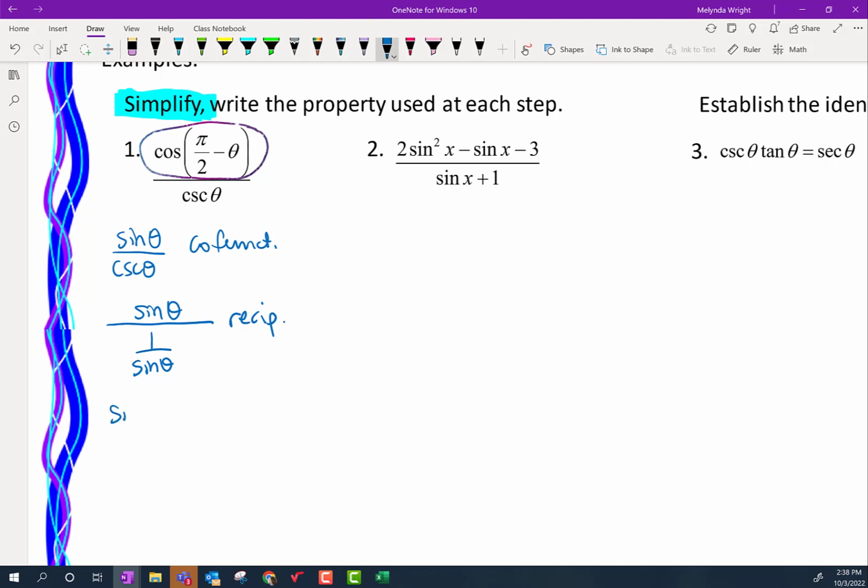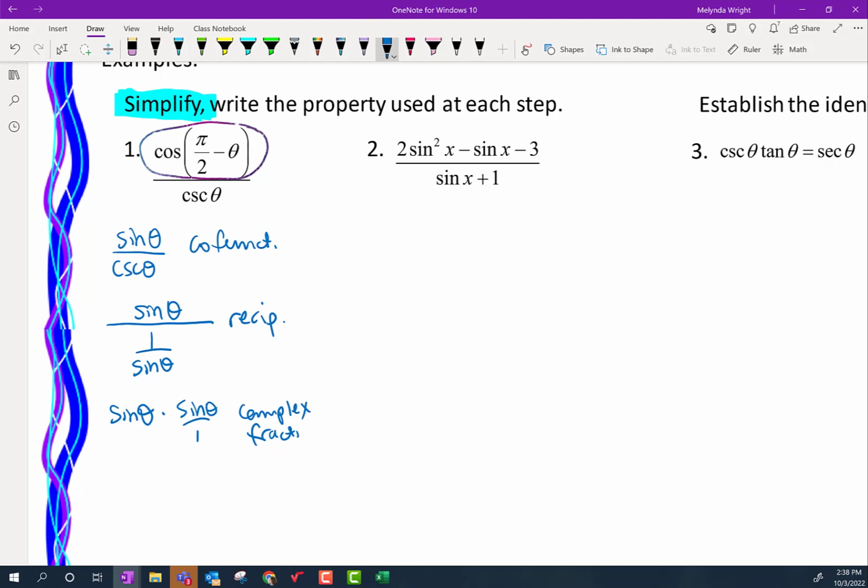So I keep the top. I do multiplication. I flip the bottom. So it would be sine over 1. And here I'm just going to say complex fraction because that's all I'm doing. I'm messing with a complex fraction. Okay, is there anything else that we can do to make that smaller? What can we do to make that smaller?